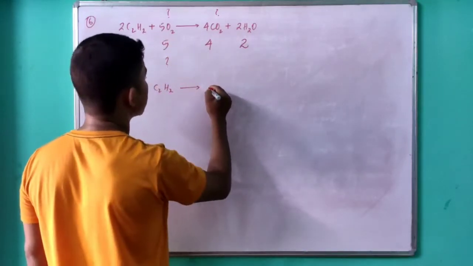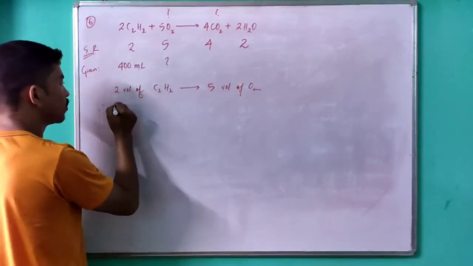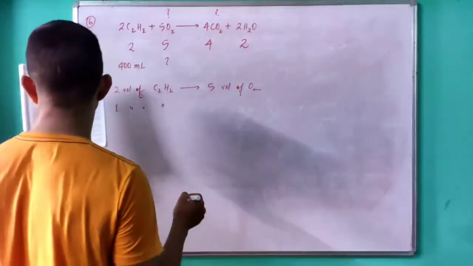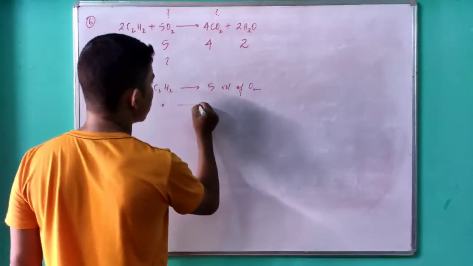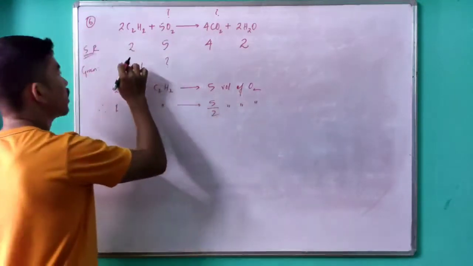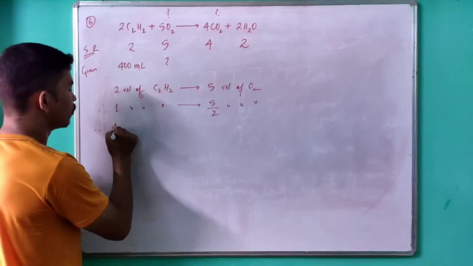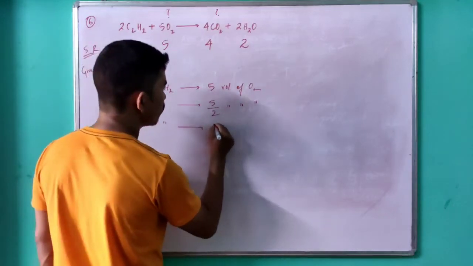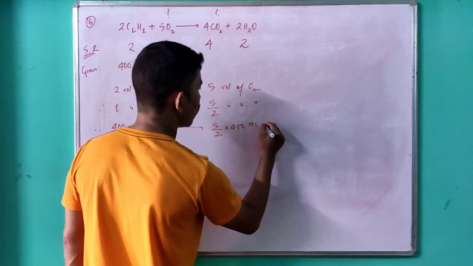It takes 5 volume of oxygen. So therefore, the 1 volume of, sorry, not ethylene, this is acetylene, it needs 5 divided by 2 volume of oxygen. So in the question it is asked how much the 400 ml requires. So therefore the 400 ml of acetylene will require 5 divided by 2 into 400 ml of oxygen.